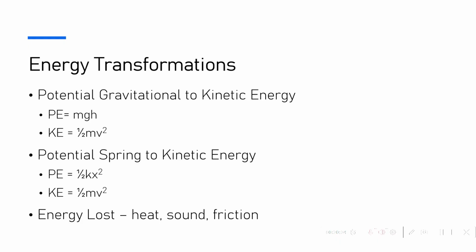Energy transformation. So that was showing the potential gravitational to kinetic energy, and it going back and forth as it goes over a roller coaster. The other one that's common sometimes is the potential energy of a spring into kinetic energy. And you just use the spring formula. If they say there's energy lost, things that it can be lost to are heat, sound, friction.